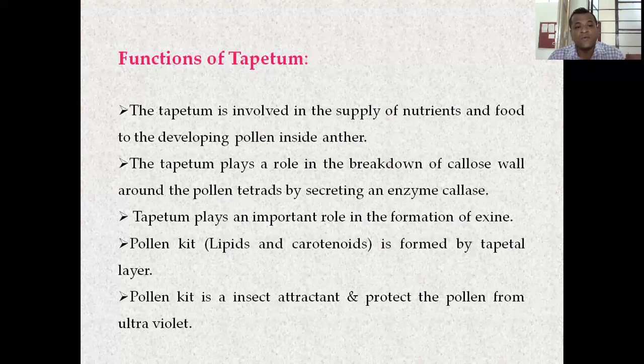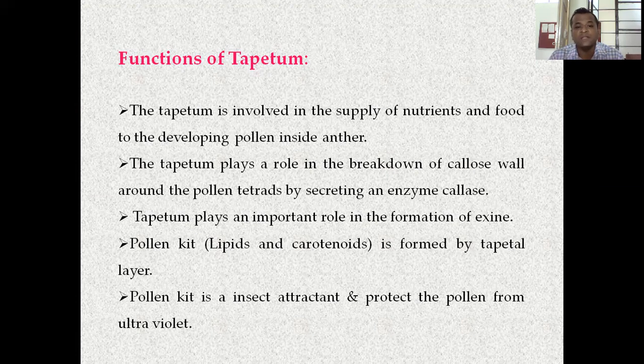Now we will discuss functions of tapetum. The tapetum is involved in the supply of nutrient and food to the developing pollen grain inside anther. The tapetum plays a role in the breakdown of callose wall around the pollen tetrad by secreting an enzyme callase. The tapetum plays an important role in the formation of exine. The pollen kit is also formed by the tapetal layer, which is an insect attractant and protects pollen grain from ultraviolet light. So these are the functions of tapetum.